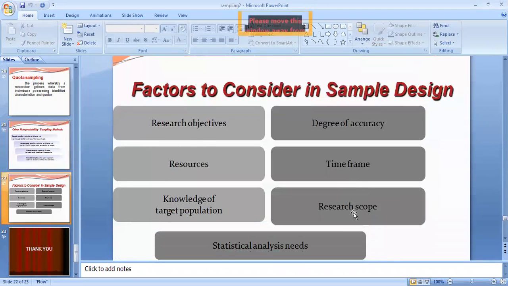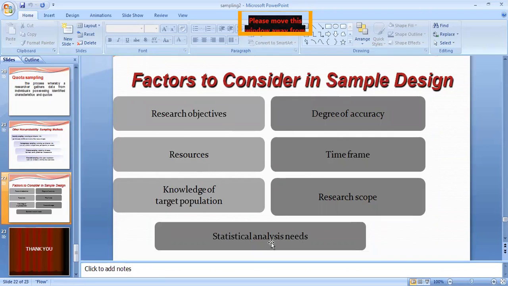There are different factors to consider in sample design: research objective, resources, knowledge of the target population, degree of accuracy, time frame, and research scope. Statistical analysis.